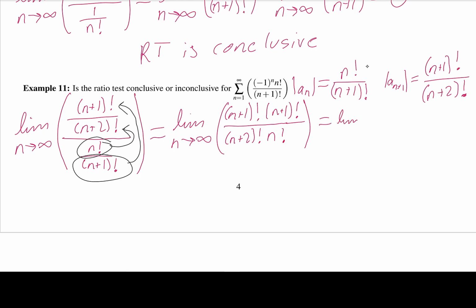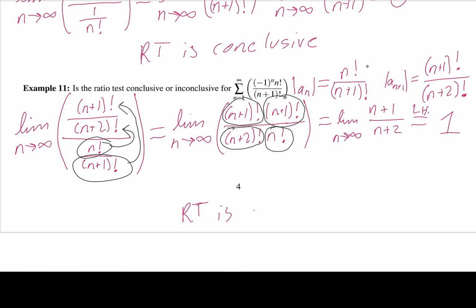So the first thing I'm going to look at is what is n plus 1 factorial over n plus 2 factorial? Well, that would just give us 1 over n plus 2. So we'll have an n plus 2 on bottom, and then we'll have n plus 1 factorial divided by n factorial. So that'll give me an n plus 1 on top. And so then this, by L'Hopital's rule, is going to be equal to 1. So we can say that the ratio test is inconclusive.